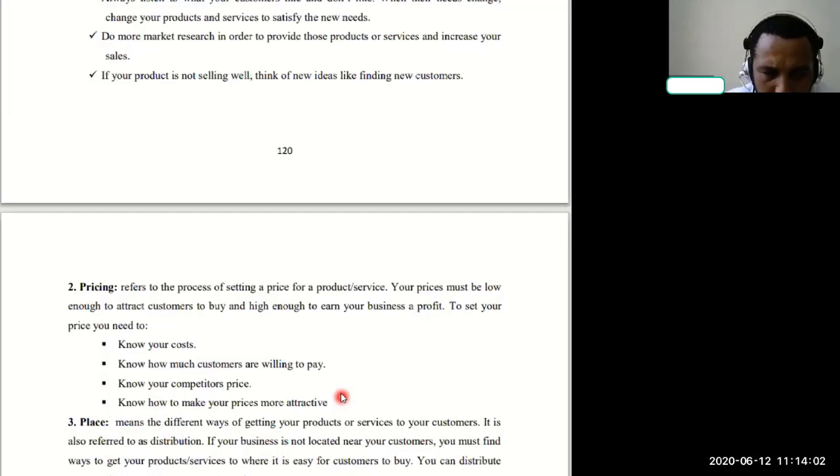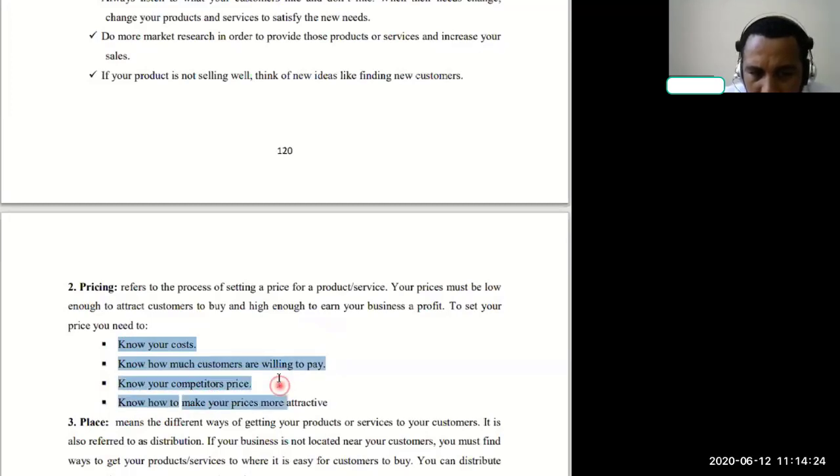Instead, you have to know the competitor's price. Who are your competitors? How much are they setting for that product? You have to know your competitor's price and how much to adjust to make your price more attractive. So take these three factors into account, and you can set your own price and decide how much more attractive it is than your competitors'.